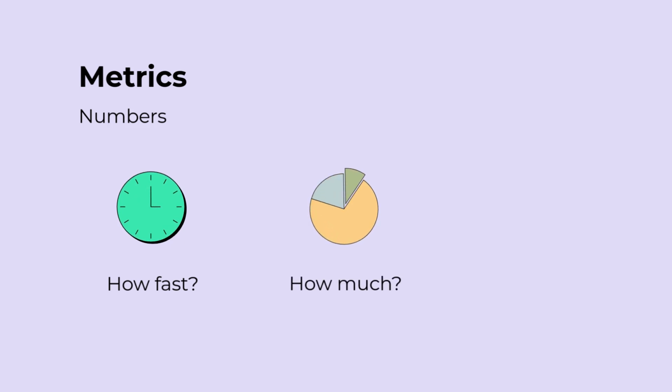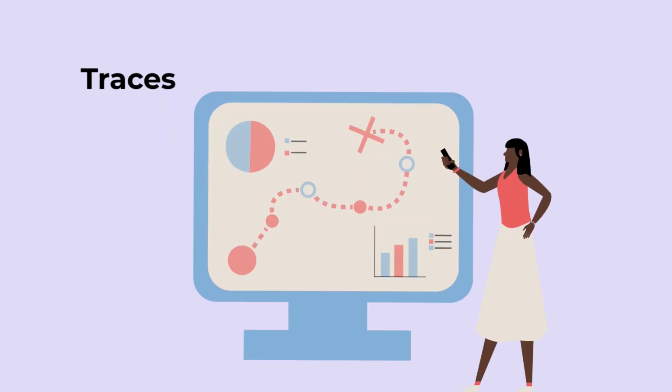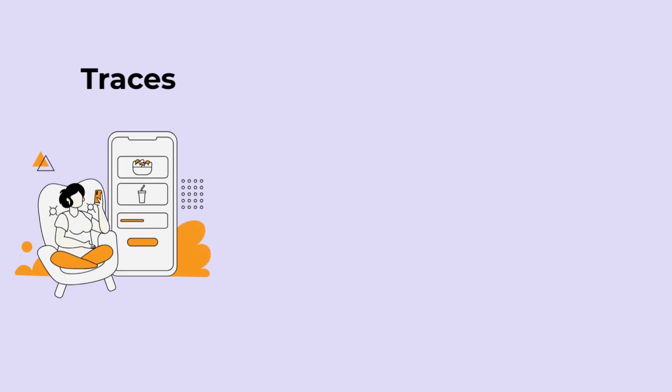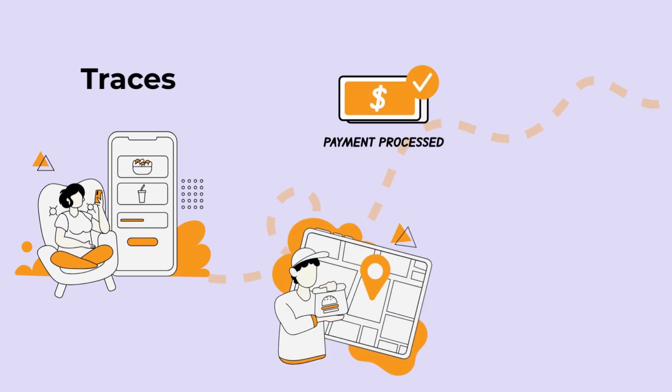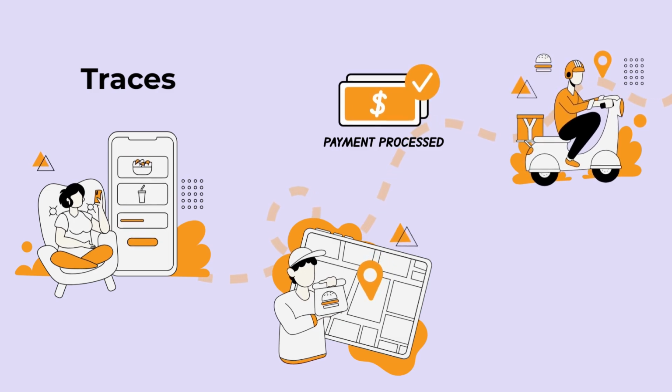Second, metrics. These are the numbers, like how fast your website loads, how much memory your app is using, or how many people are online right now. Think of these as your vital signs. Third, traces. These follow a single user's journey through your system. Like when you order food on an app, a trace shows every step, from your click to the restaurant receiving it, to payment processing, to delivery assignment. If something goes wrong, you can see exactly where.